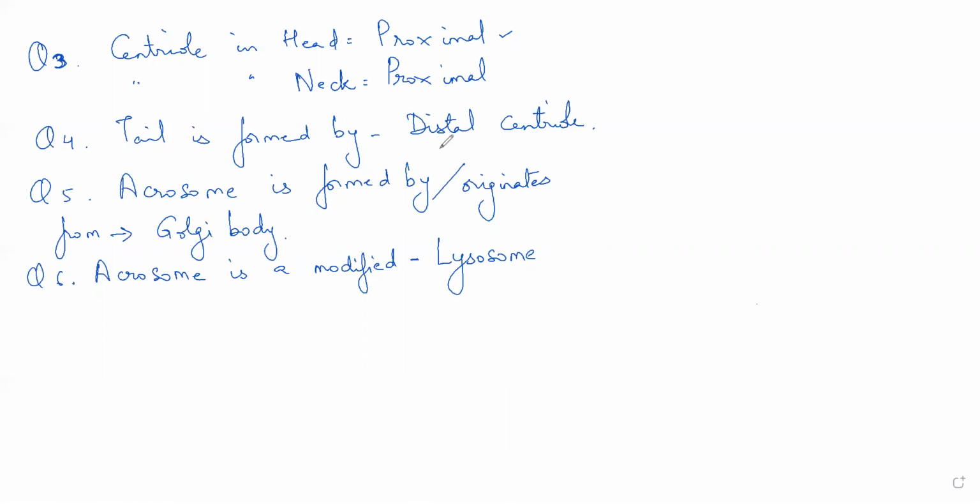The tail is formed by the distal centriole. Acrosome is formed by, or it originates from the Golgi body. Acrosome is a modified lysosome. Now pay attention to these questions.